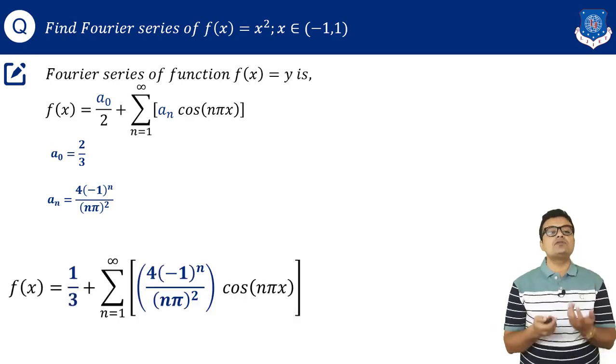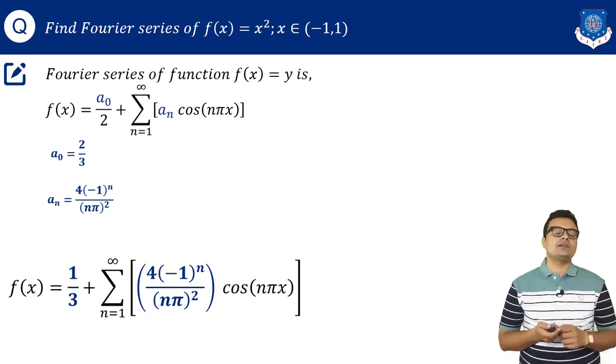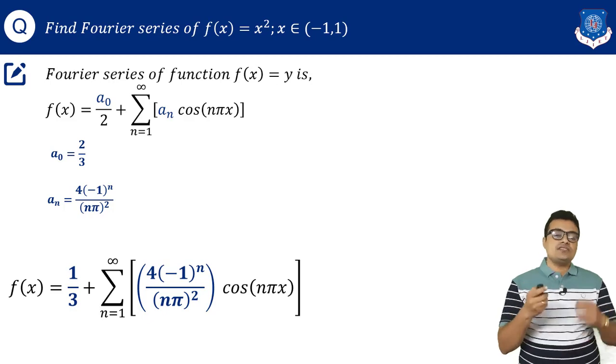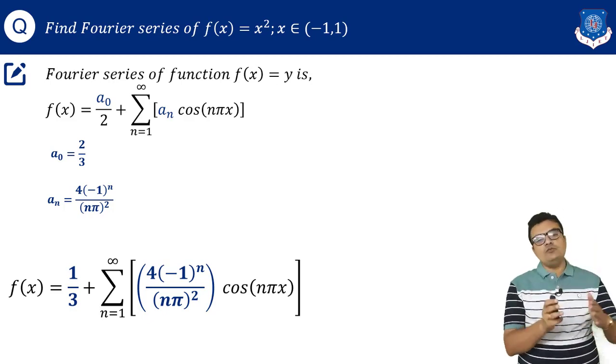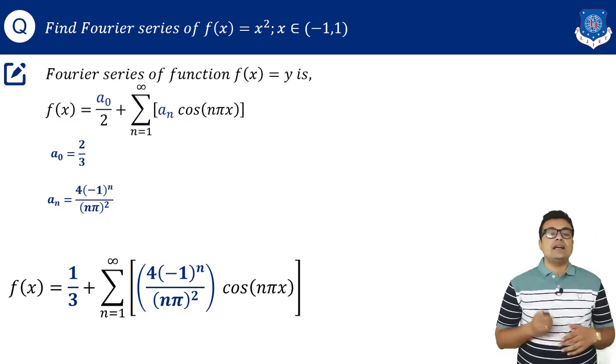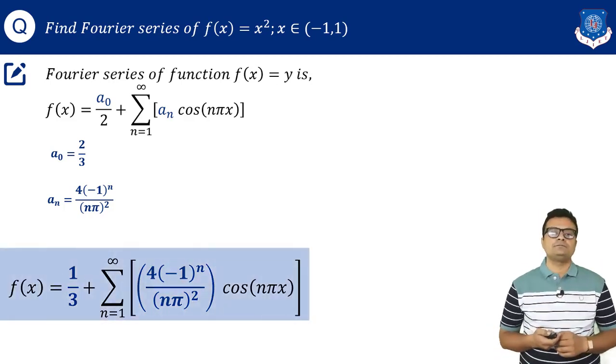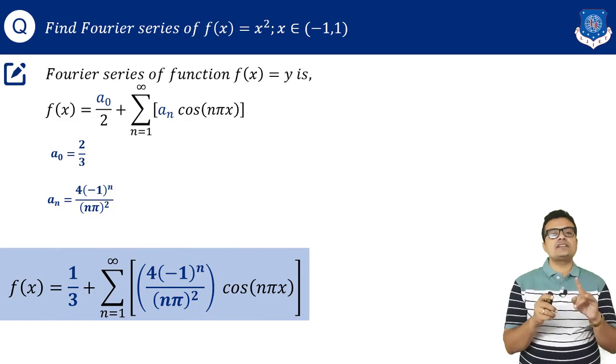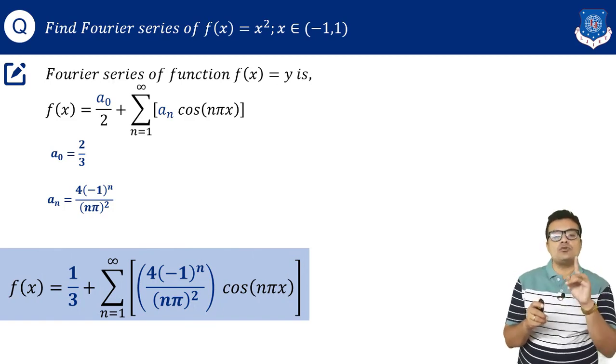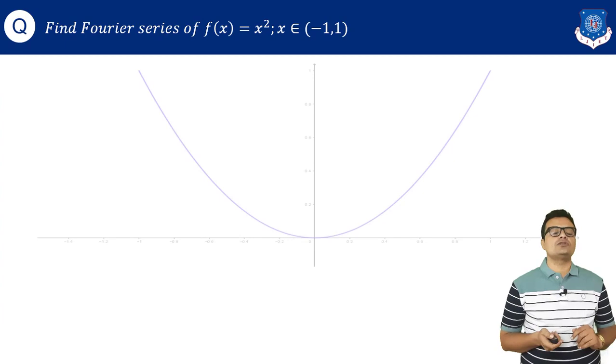Now let us take the input of this a0 and an in our series. So ultimately it gives you 1 by 3 plus summation n equal to 1 to infinity 4 upon n square pi square, minus 1 raised to n, cos n pi x. Now if I change the value of n, it will give me the components of this series, and then we'll see how actually it is moving closer to the graph of x square. So remember, this is the Fourier series representation of an even function over the symmetric interval -1 to 1.